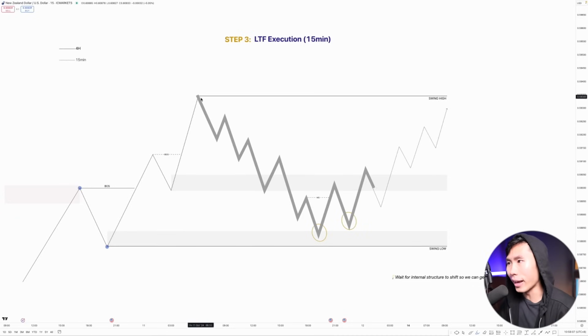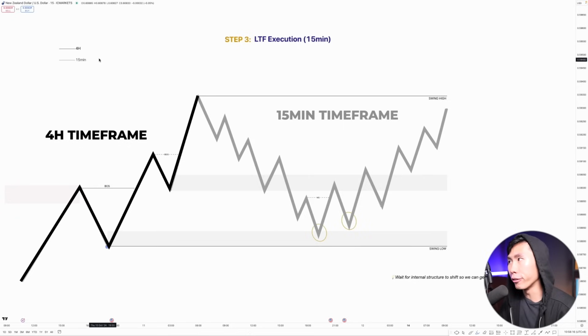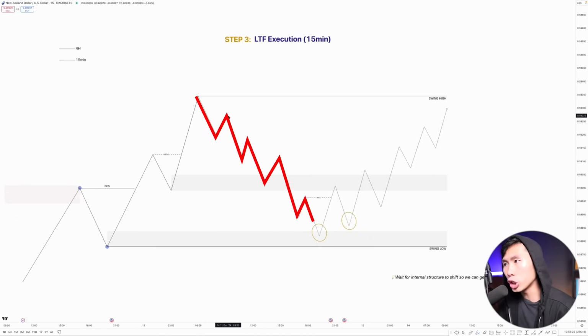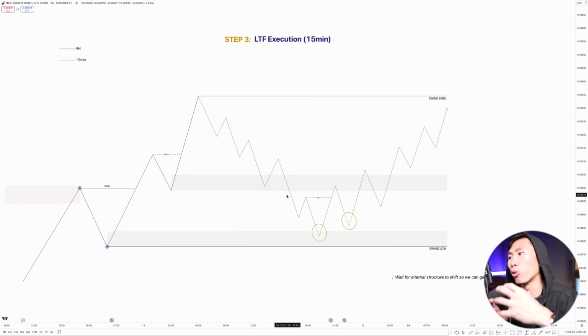So if you look at this, there is a gray line right here on the screen and there's a black line, right? The black line basically represents the 4-hour time frame, and the gray line basically represents the 15-minute time frame, which shows us what price is doing on the lower time frame. And as you can see, like I said earlier, price turned bearish, right? It created lower high, lower low, lower high, lower low on the internal structure, on the lower time frame structure, in order to facilitate the pullback of the higher time frame trend.